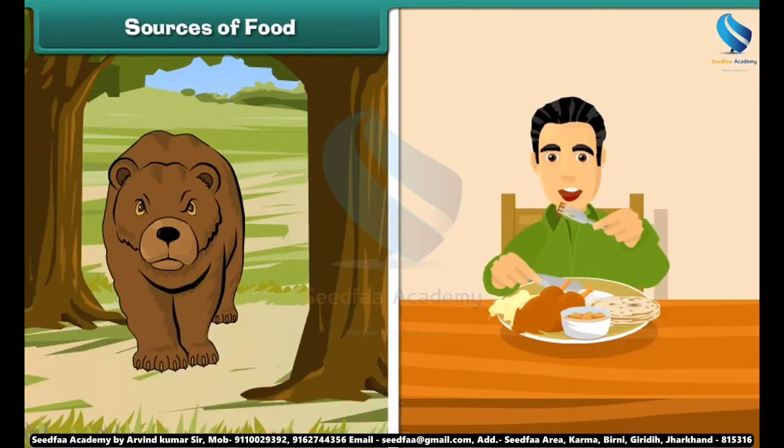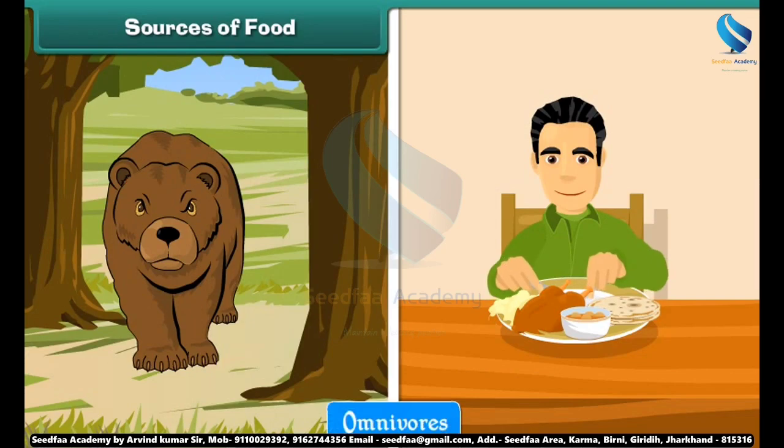Some animals get their food from both plants and animals. They are called omnivorous. Bears and humans are examples of omnivorous.